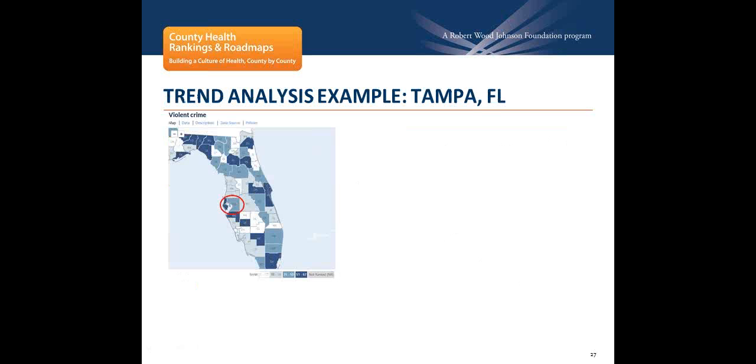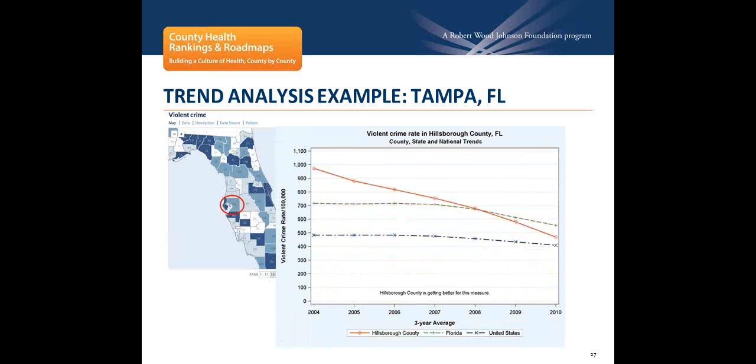Okay, now we're going to show a brief example of how our data, when combined with locally available data, can highlight success stories in your community. The rate of violent crime in Hillsborough County, Florida, has been nearly cut in half over the past 10 years. Imagine that a coalition is trying to describe and highlight the work that has been done and the outcomes they've found. They start with the County Health Rankings data.